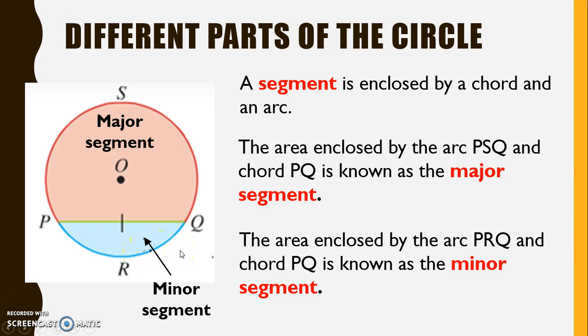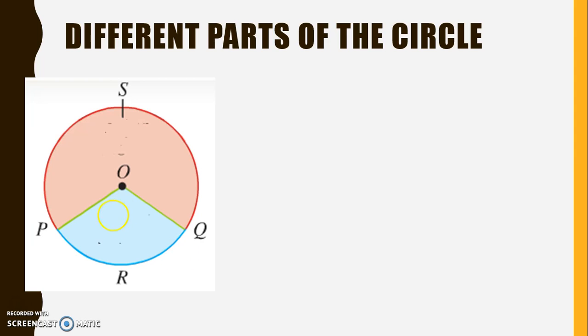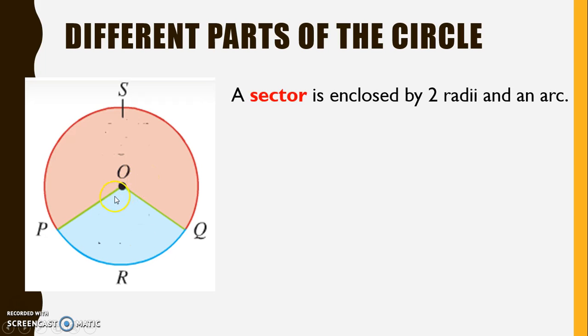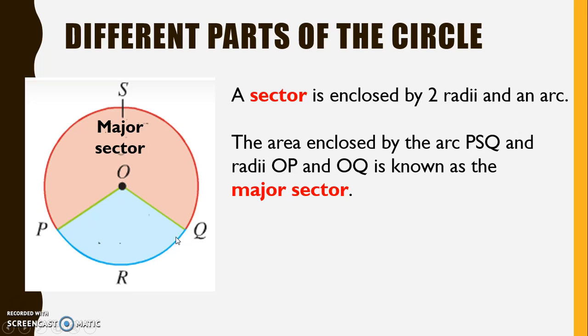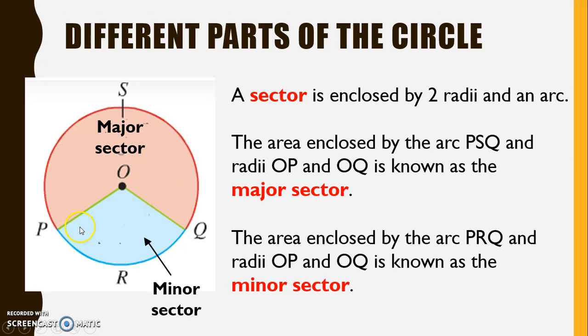Are there any other ways to divide the circle up? Yes, there are, and you will see this in the next example. These two areas over here are known as sectors. A sector is not enclosed by one line and one arc. It is enclosed by two lines and one arc. It is enclosed by two radii and an arc. This is the bigger sector, known as the major sector, and since this is the smaller sector, the part enclosed by PRQ, OP and OQ, this is known as the minor sector.